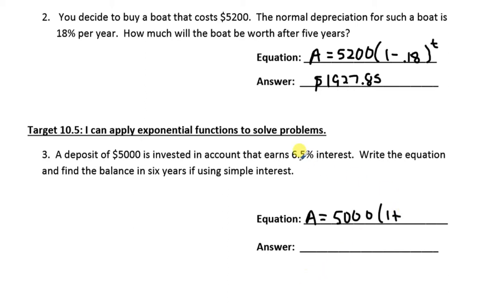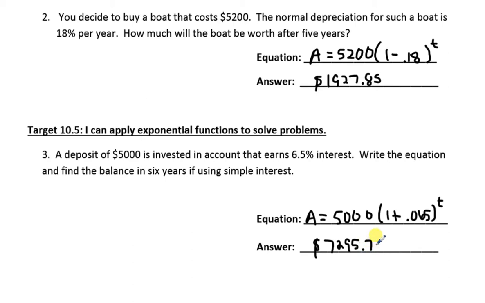Now be careful on interest rates. 6.5% is 0.065. 0.06 is 6%, 0.065 is 6.5%. And that'll be to the t, and in this case we'll put in 6 for t. And we end up with $7,295.72. If I did this right, correct me if I'm wrong, let me know.